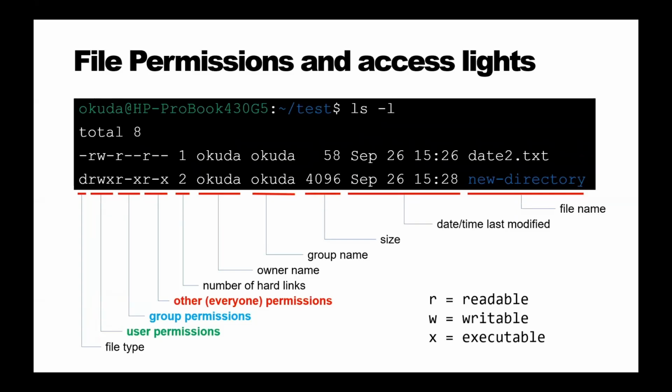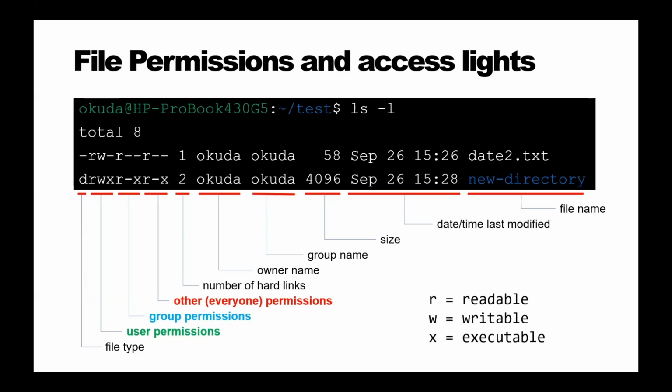The leftmost character indicates the type of file. Next 9 characters: 3 characters each indicate user permissions, group permissions, and other permissions. The user permissions indicate what permissions the owner, in this case Okuda user, has for the file. In date2text, it is set to rw-, so Okuda user can read and rewrite the date2text file.